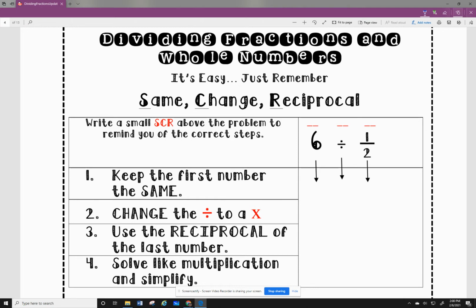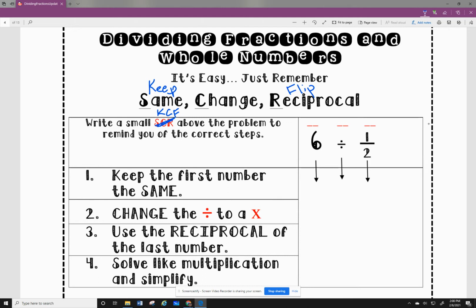So you'll see on my page it says dividing fractions and whole numbers. It's easy, just remember same, change, reciprocal. That is the exact same thing as keep, change, flip. It's the same thing. It's just a different set of words. So we use the video that says keep, change, flip. That's what we're going to use throughout here. And we're going to just change it to KCF, keep, change, flip.